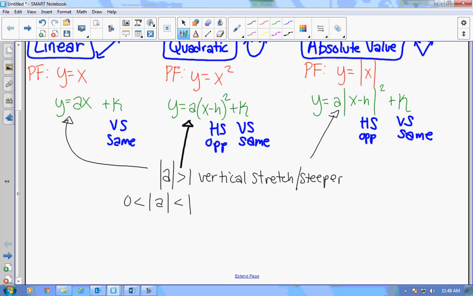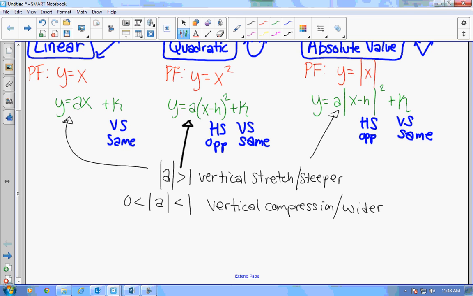1/2, you go up 1 over 2, up 1 over 2, up 1 over 2, up. It's a compression because I'm going wider. When you compress something, it oozes out the sides. That's a vertical compression. We're going to get wider.